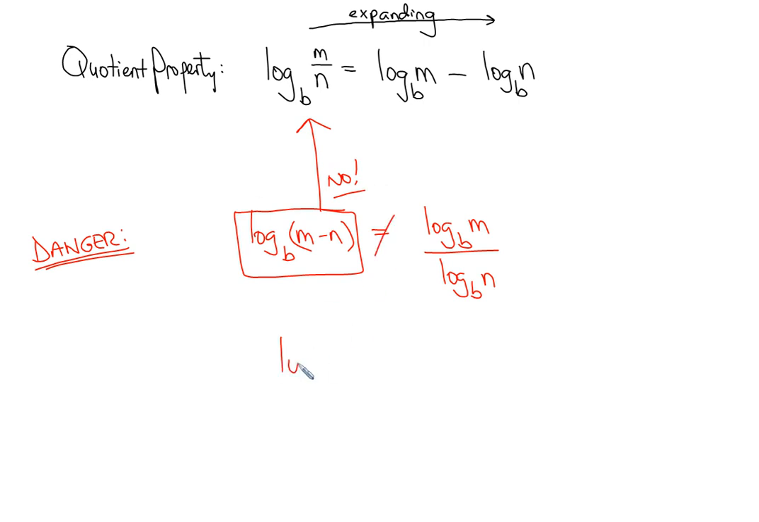Again, log base b of m minus n: log base b is not a number, so you cannot make it into log base b of m minus log base b of n. You cannot distribute. So be very, very careful with that. Don't do either of those two things. Questions about that? Do you guys see how simple these properties are? They don't do much. They do one thing going forward and one thing going backwards.